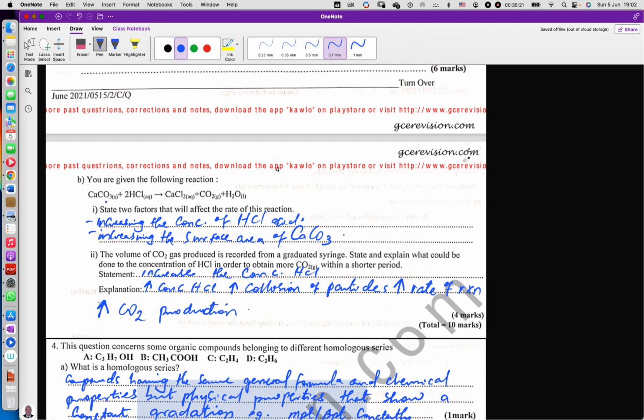If you increase the surface area by grinding it to powder, you increase the surface area. If you grind the solid to the powdered form, you are increasing the surface area. That's one thing, increasing the surface area of the calcium carbonate. Two, increasing the concentration of the hydrochloric acid. By increasing the concentration of the hydrochloric acid and increasing the surface area of calcium carbonate, the rate of reaction is going to increase.